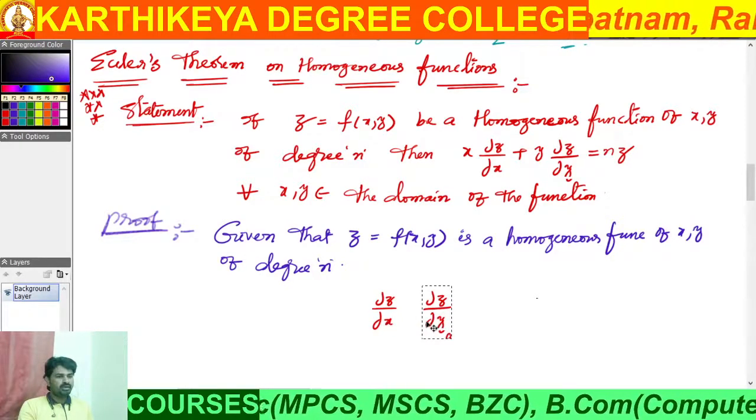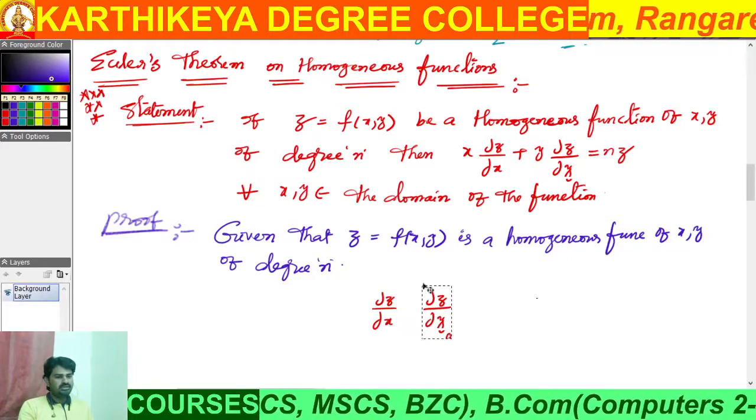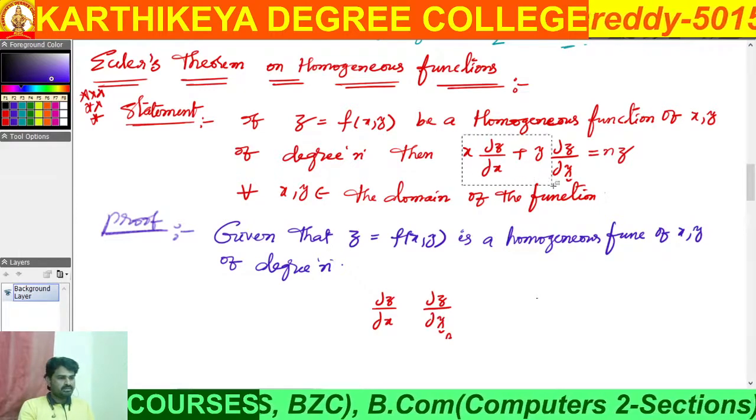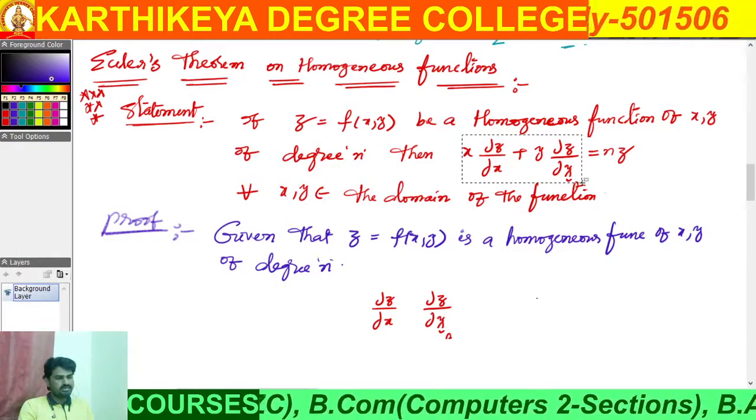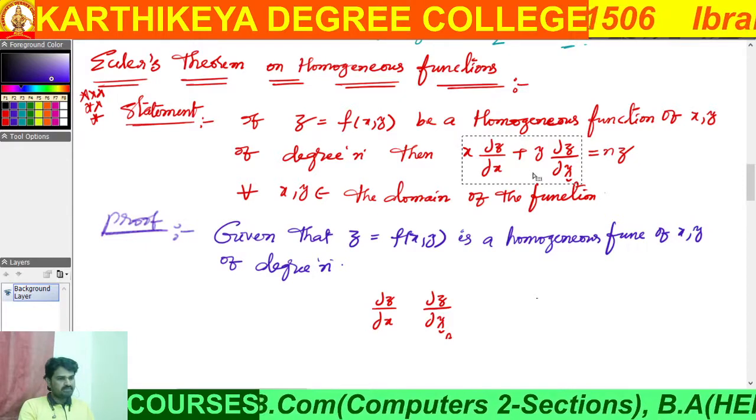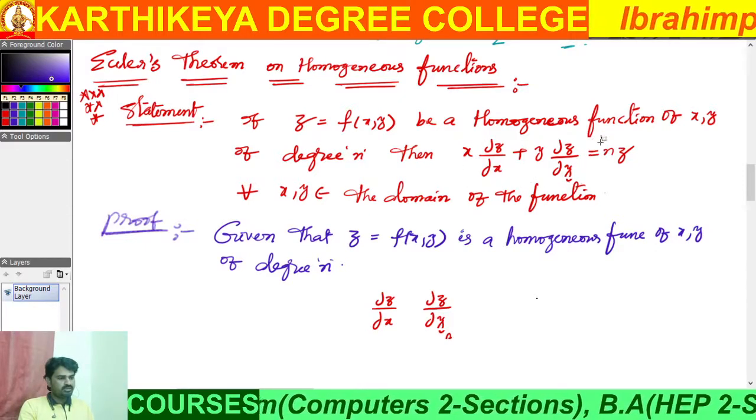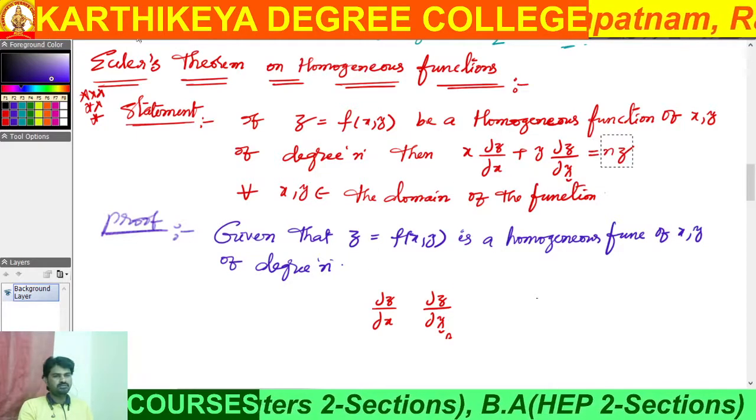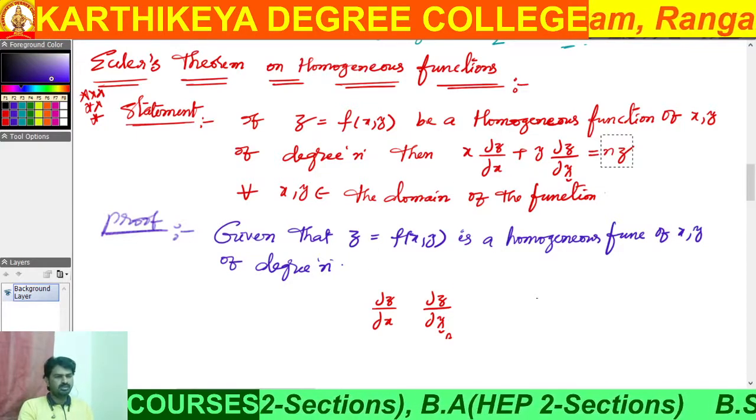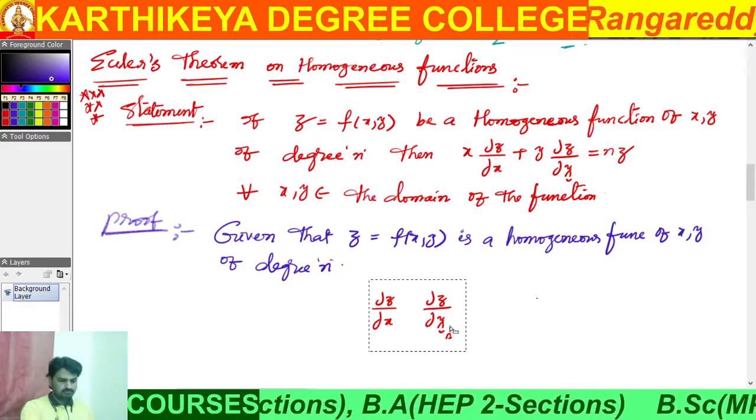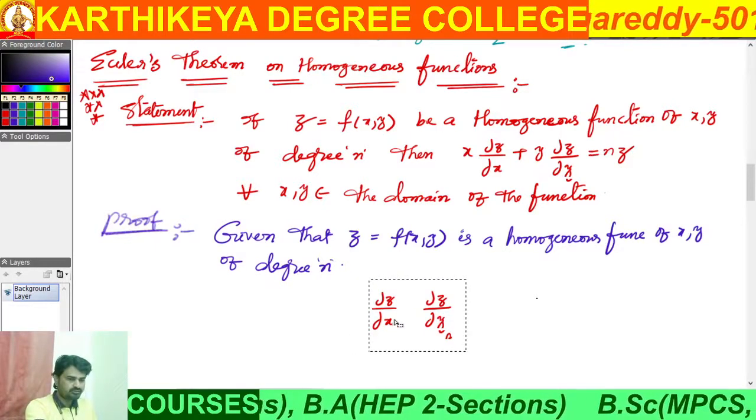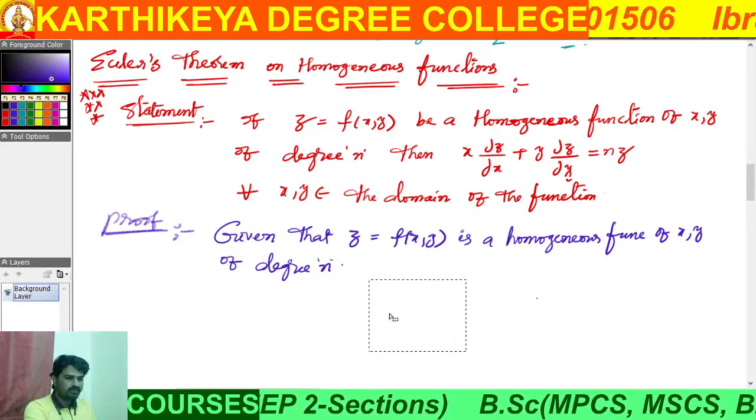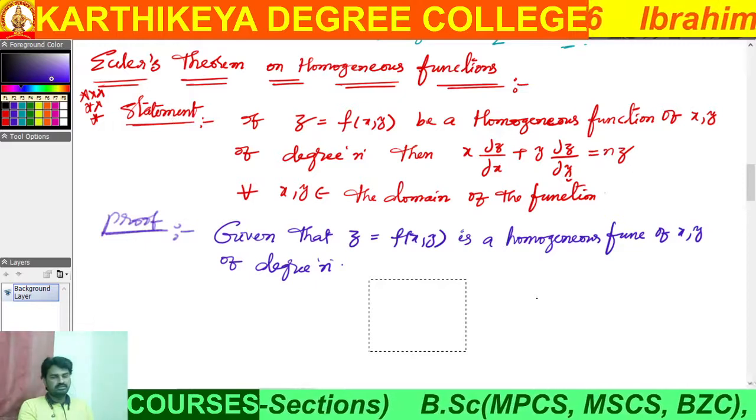You can find these first. After finding these two things, you take the LHS. If you simplify the LHS, finally you will get n into z. So that is the procedure to prove this theorem, a very simple method. First you have to find the derivative of z with respect to x partially and the derivative of z with respect to y partially.